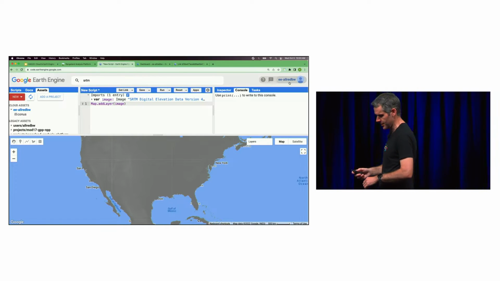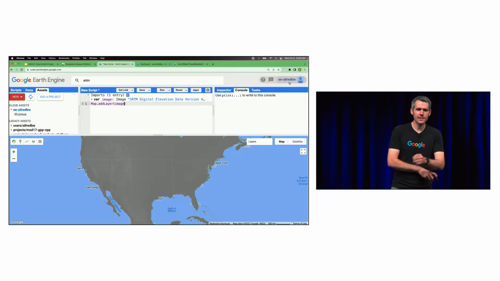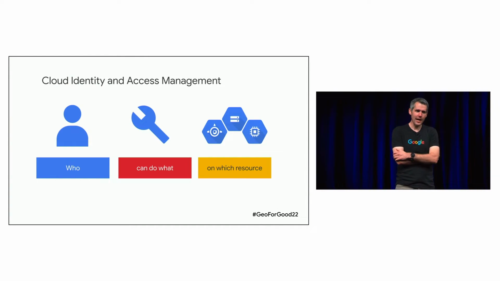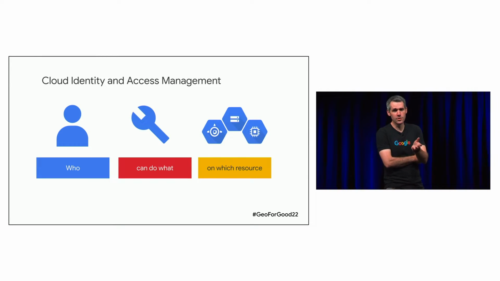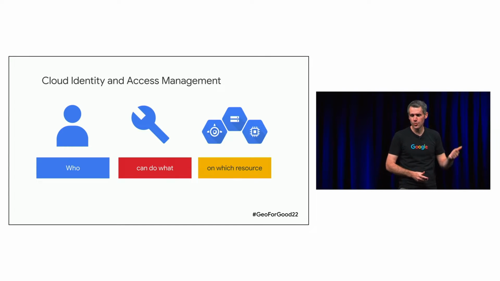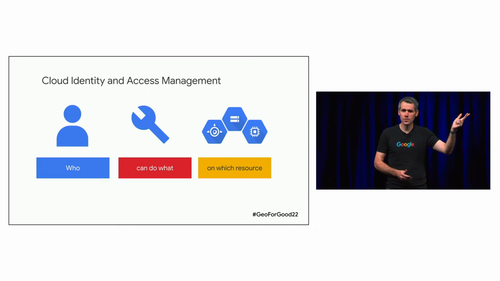Okay, so we've created a project. We're going to talk a little bit about identity and access management. Now, as I said, cloud gives you lots of good tools. And what this does is it says who can do what on which resource. And the resource we're talking about today is Earth Engine. And so you can control who within your Google Cloud project can access that project and access Earth Engine in that project. And even at a finer level, you can control what they can do in Earth Engine.